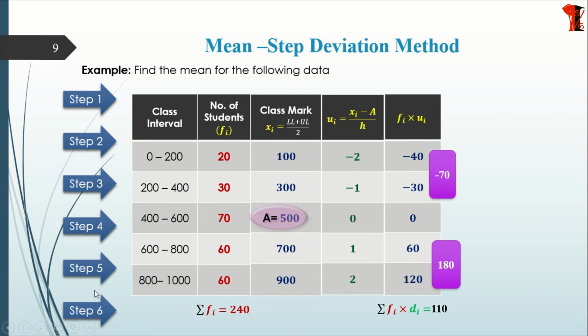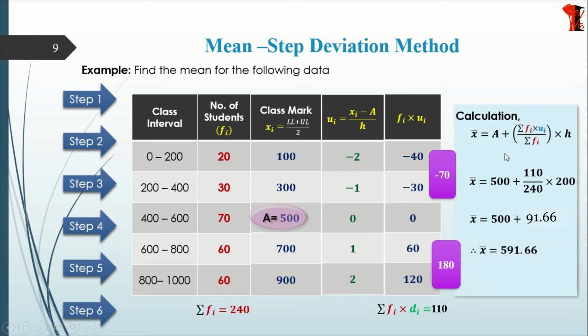The last step over here is using the formula. This is the calculation you can see: x bar, the mean, is equal to a plus sigma fi ui by sigma fi, into h. Substitute the values. A is 500, sigma fi ui is 110 and sigma fi is 240. And h is upper limit minus lower limit, the difference of the class interval. 200 minus 0 is 200, 400 minus 200 is also 200, 600 minus 400 also 200, so everything is giving 200. So we take h as 200. This is the class size.